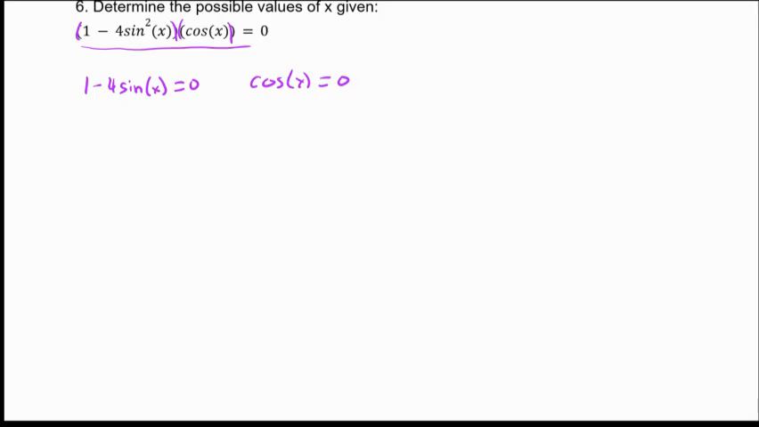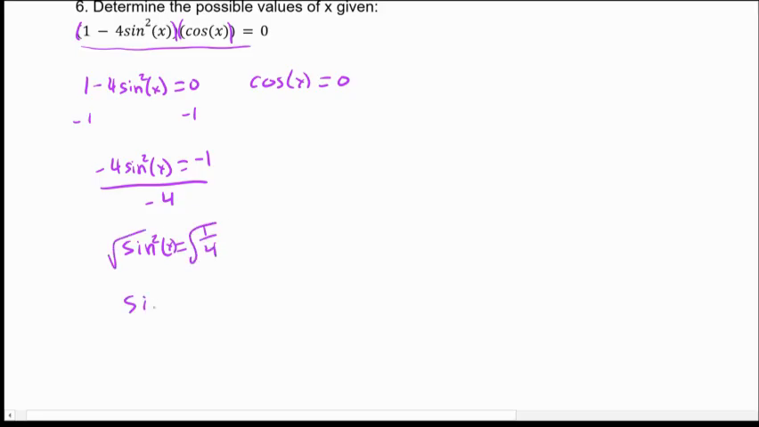So in this one here, I'm going to subtract 1 from both sides, then divide by -4 on both sides, and then take the square root of both sides. So I end up getting sine of x equals the square root of 1, which is 1, over the square root of 4, which is 2, and then make sure that I get the plus or minus in there, because whenever I take the square root, I have to get both the positive and negative values.